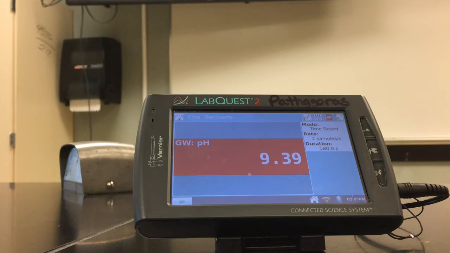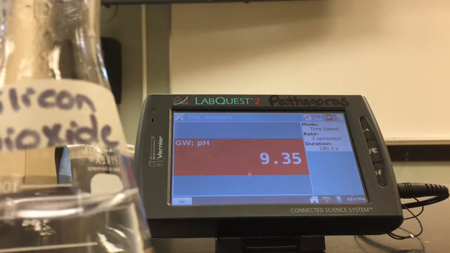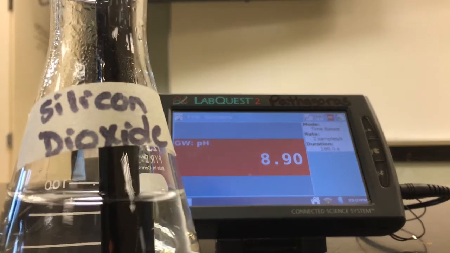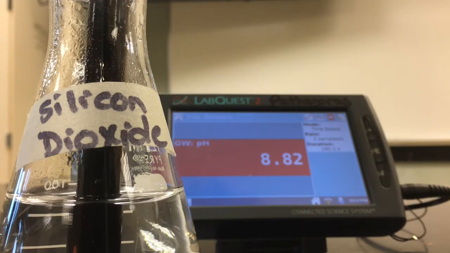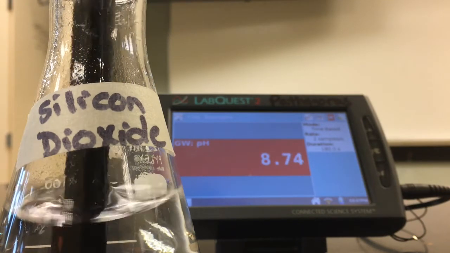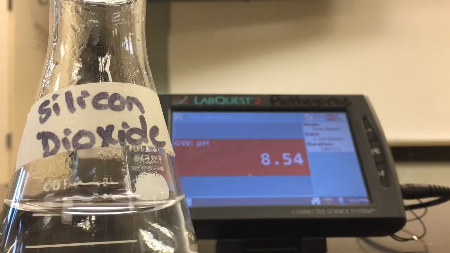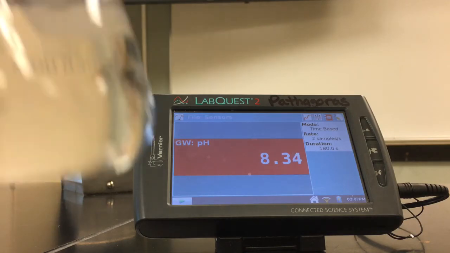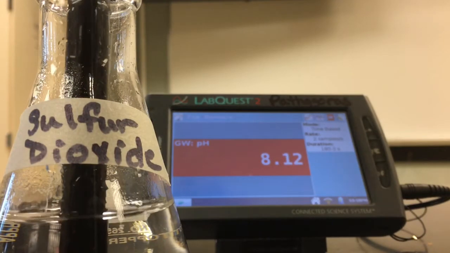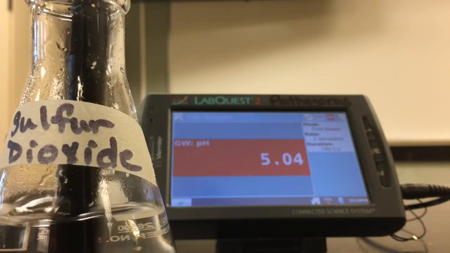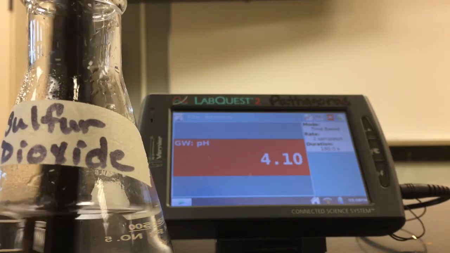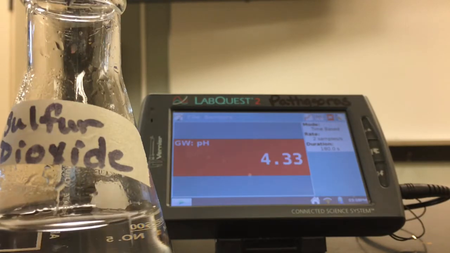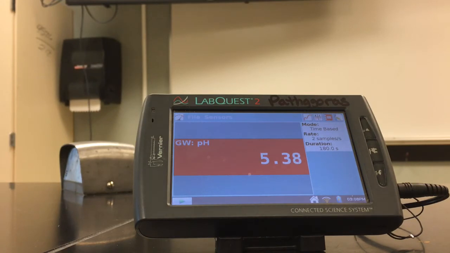Here's the silicon. Here's sulfur. Zinc.